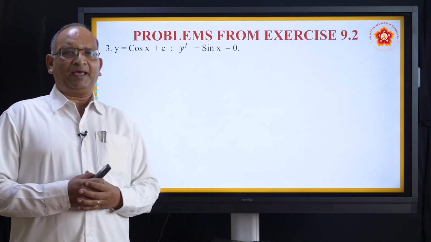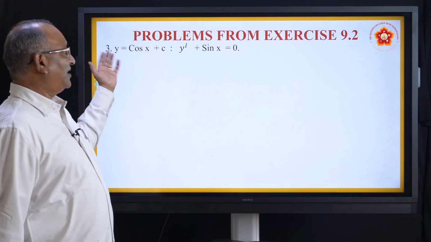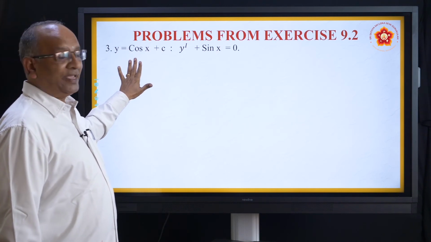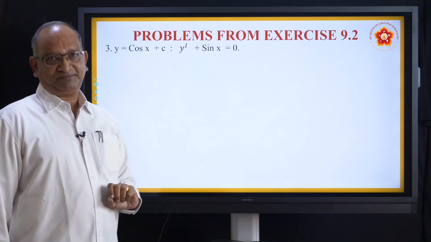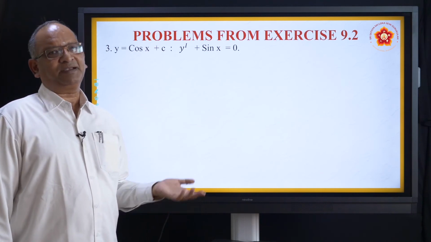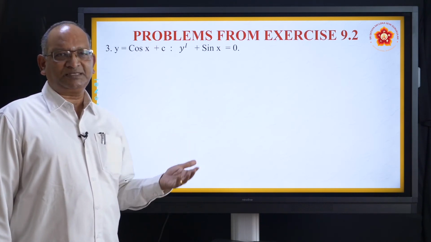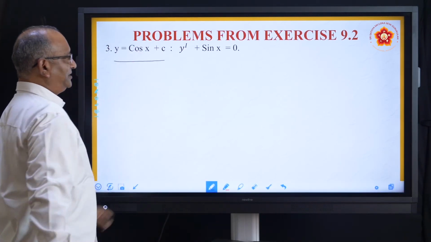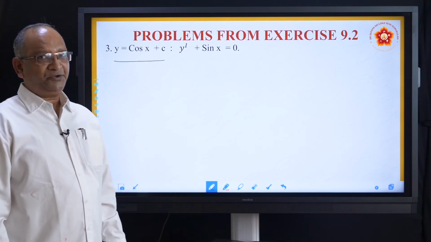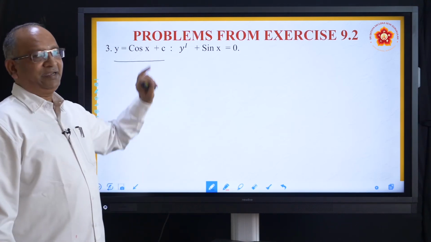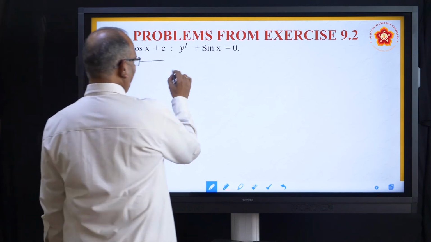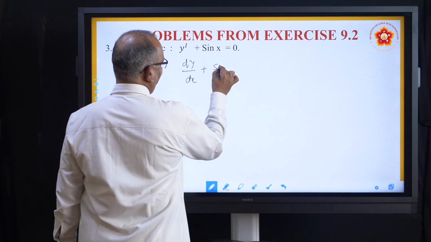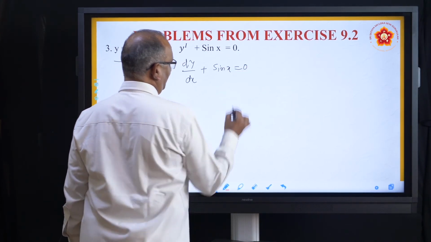What kind of problems do we have? He has given a function. He is asking whether this particular function is a solution for this equation. Very simple problems, but they will clear the concept much better. So let us solve them. Remember, this is the solution, this is the equation. How do you know? Because this contains dy by dx. The equation is dy by dx plus sin x equal to 0.